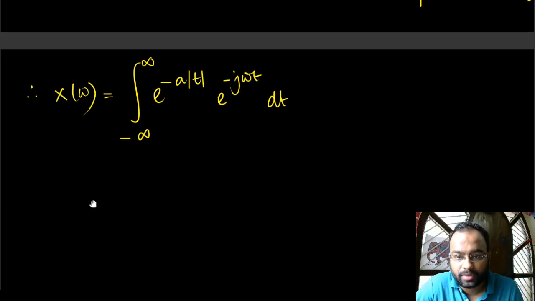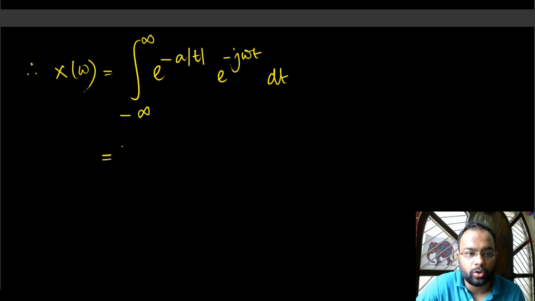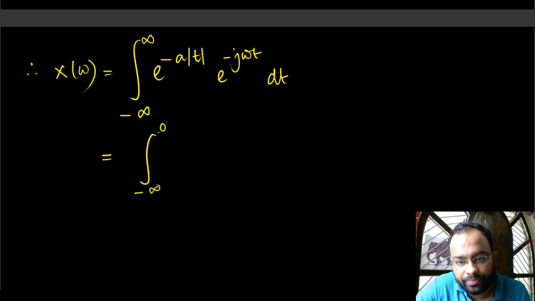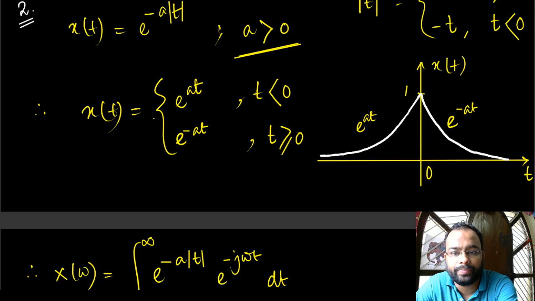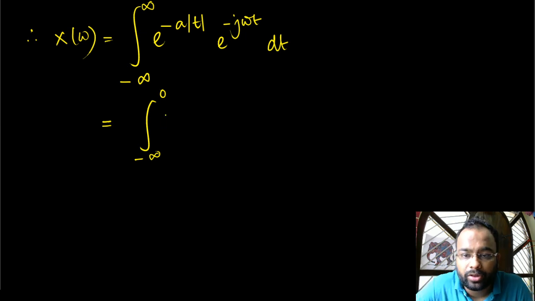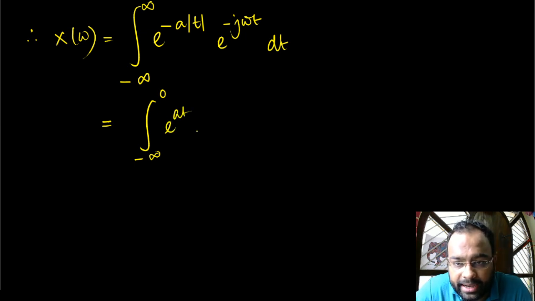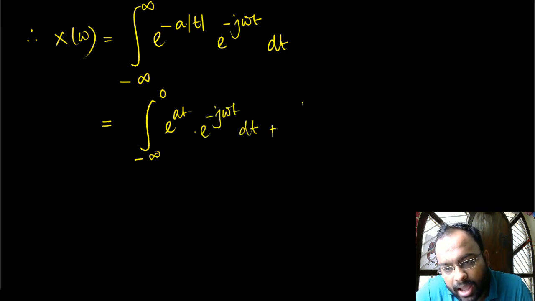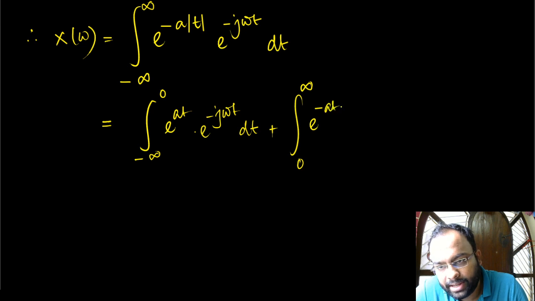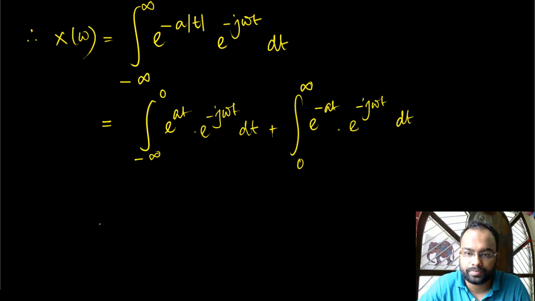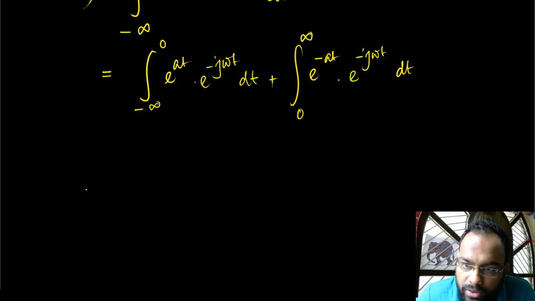So we have this expression, and this integration can now be split into two portions, one from minus infinity to 0. So when t is negative, we already know that this is the expression for e to the power mod at. So it would be e to the power at e to the power minus j omega t dt, and when t is positive, I have 0 to infinity e to the power minus at e to the power minus j omega t dt. So I don't think there is any issue with that.